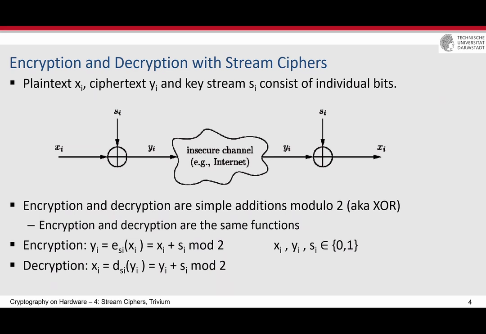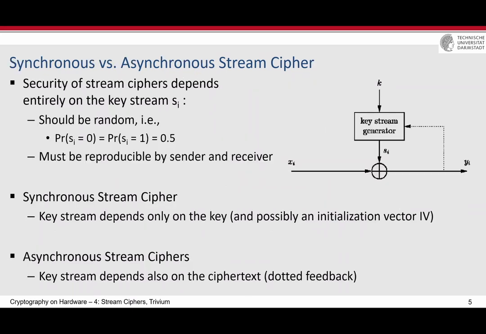This is what I have already explained, that everything is modulo 2 or XOR, and encryption and decryption work the same way. Everything is just a single bit. There are these x_i and y_i, which are the input and output of the encryption and decryption. They are all just single bits. And then you can transmit this y over an insecure channel, and it should be okay.